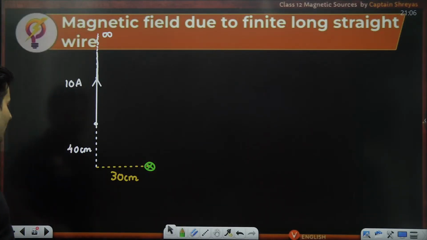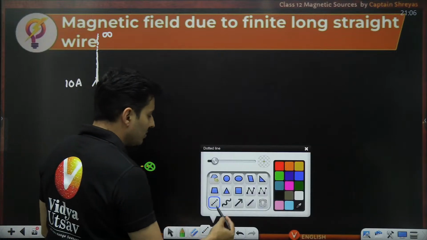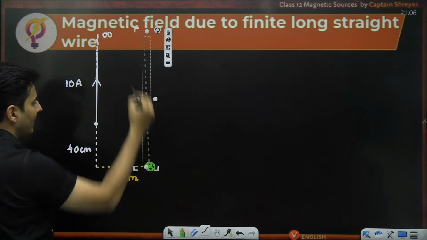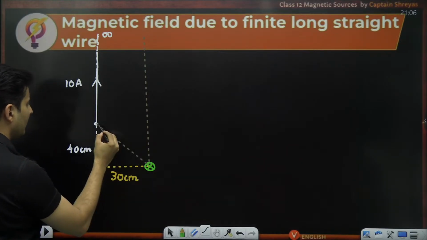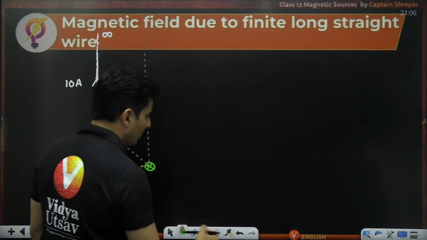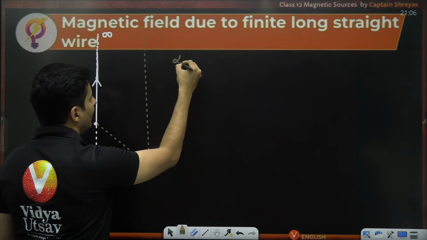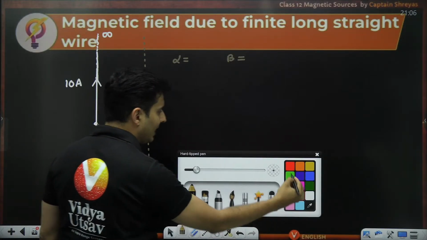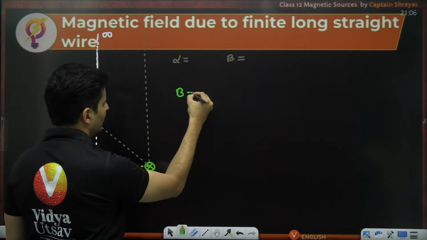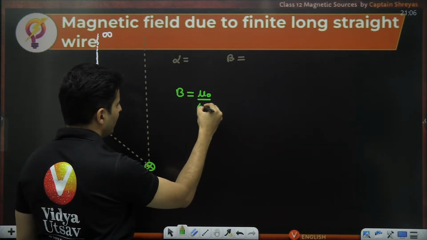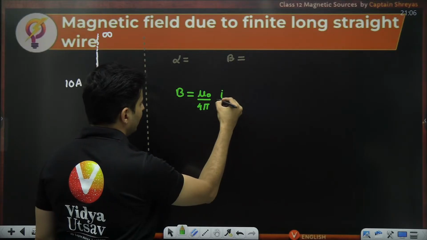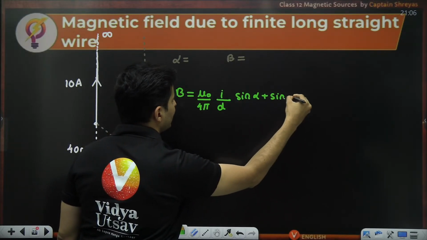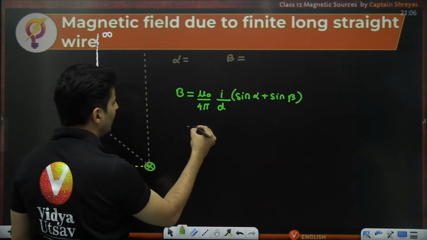Okay. So here is what I will think. I have to join the ends from the point where I have to find the field. One end is infinitely far away. The other end is right over here. So tell me quickly what alpha and beta are over here, because after that it is just formula substitution. I have to use mu naught by 4 pi, put current divided by distance, and do sine alpha plus sine beta because it is a finitely long wire.